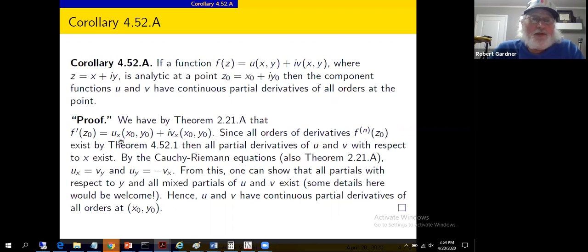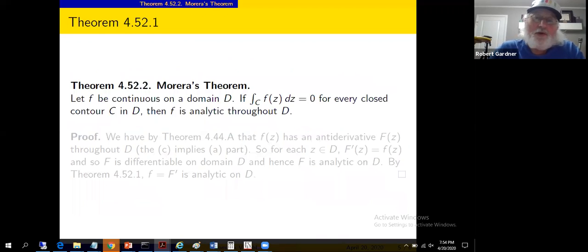Certainly, we could get nth order partial derivatives with respect to x. You want nth order partial derivatives with respect to y. We could rewrite that, but we do have to appeal to Cauchy-Riemann. You want mixed partials? Same thing. We could get all of that with some involvement of the Cauchy-Riemann equations. But hey, if you've got an analytic function, then the real and imaginary parts, partial derivatives of all orders exist and are continuous.